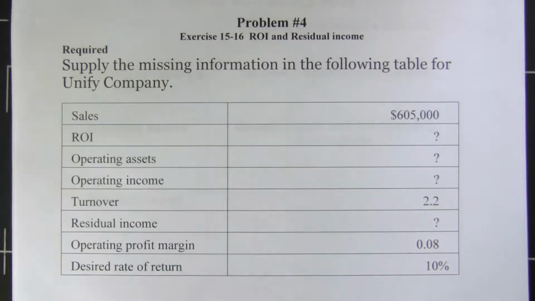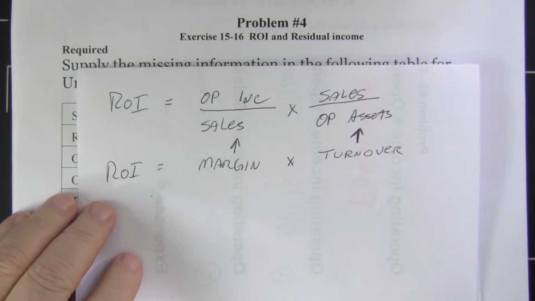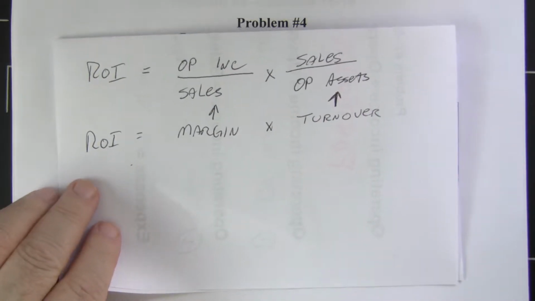Problem 4, exercise 15-16 in your textbook, is all about return on investment, ROI, and residual income. I hate to keep beating you up on these finance topics, but these are the two that you may need to deal with in industry. They're the common ones.